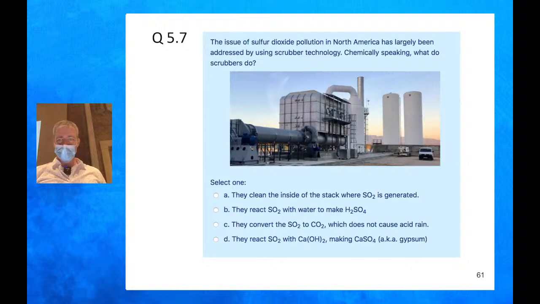Okay, so we have another question. The issue of sulfur dioxide pollution in North America has largely been addressed using scrubber technology. What do scrubbers do? And the correct answer here is they react SO2 with calcium hydroxide to make gypsum. Okay. All right, we're doing good.